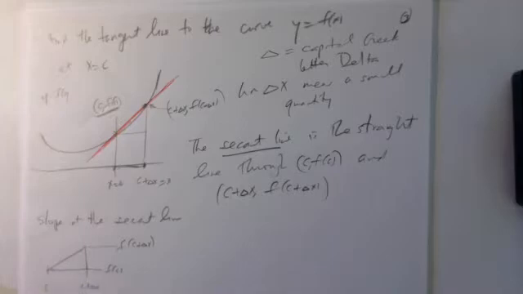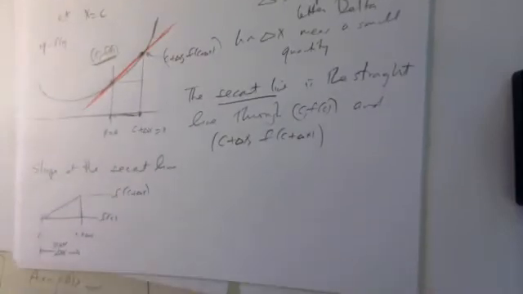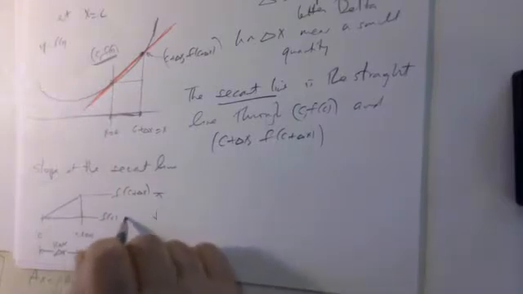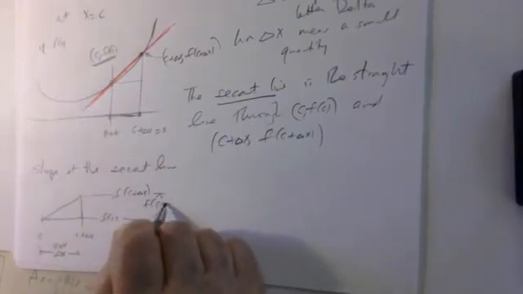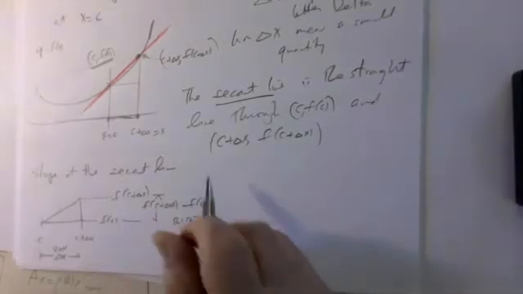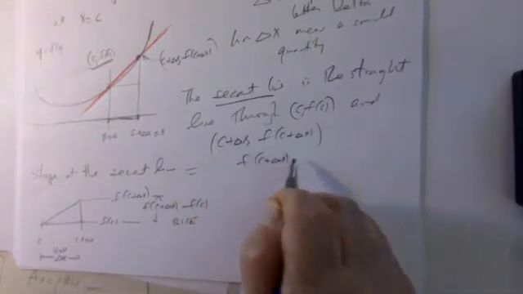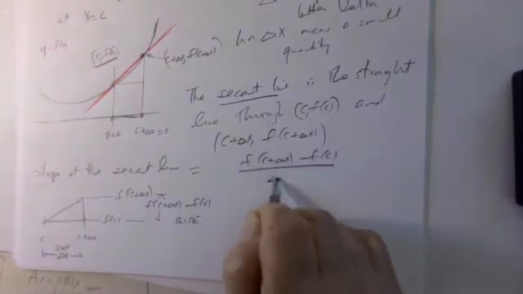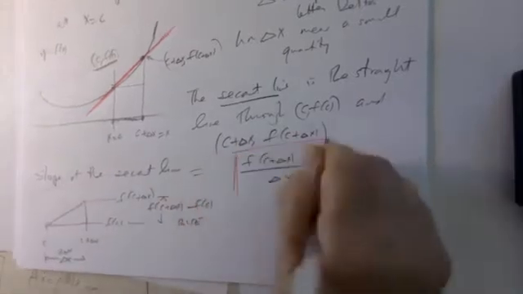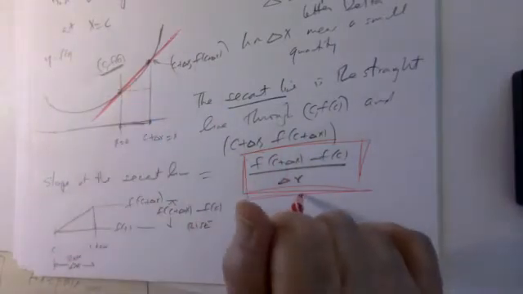So the distance from here to here is delta x. That's what we called the run when we were talking about straight lines. And the distance from here to here is f of C plus delta x minus f of C. That's the rise. Slope is rise over run. It's f of C plus delta x minus f of C divided by delta x. So the slope of the secant line is exactly this.